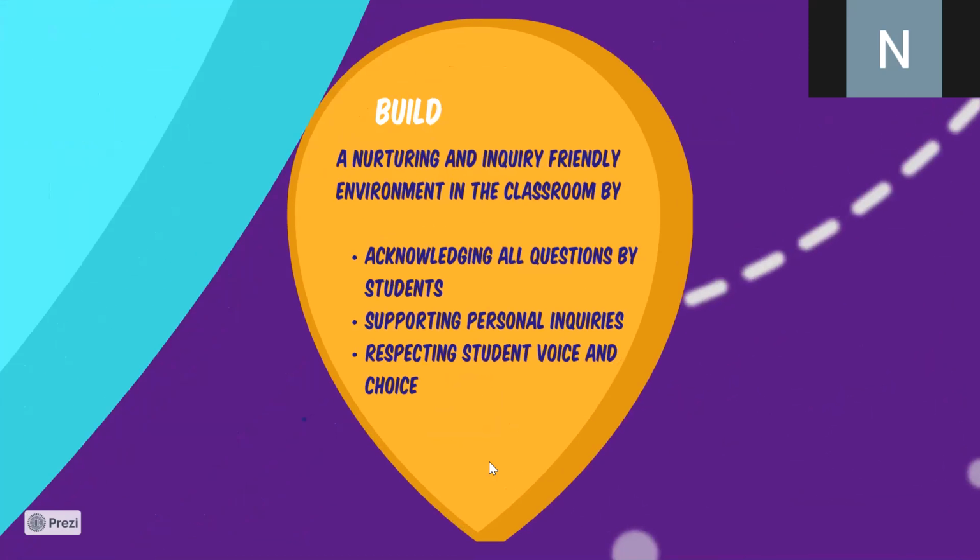So what are we building here? For promoting agency in children, we need to build a nurturing and inquiry-friendly environment. So what do we mean by nurturing? When we say nurturing environment, it means that the learner should feel confident enough and responsible enough to share his opinions with everyone. We cannot have children who are shying away from sharing their opinion, or children who are forcing their opinions on other people.